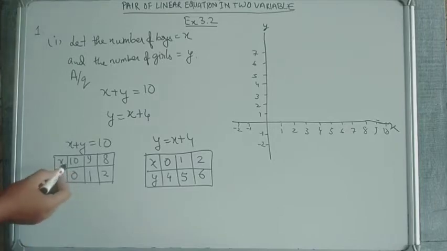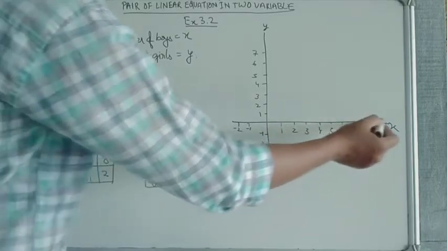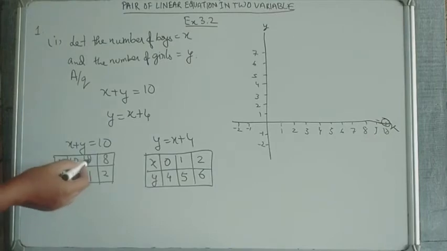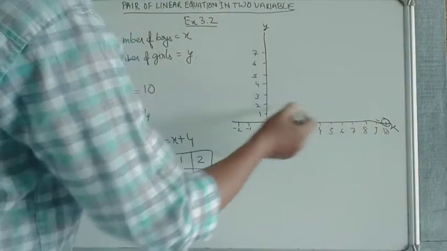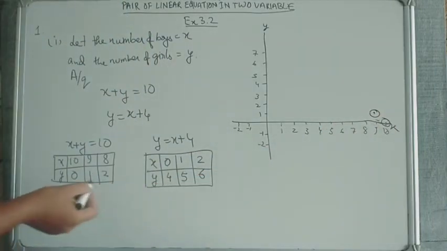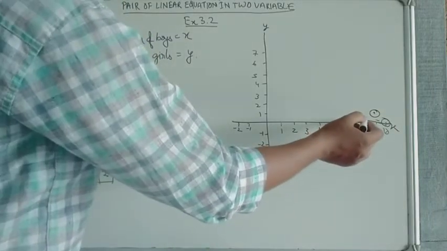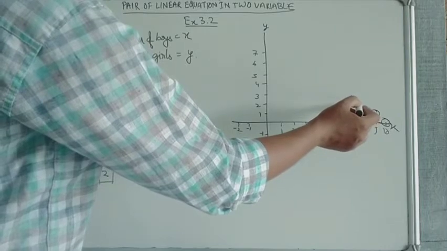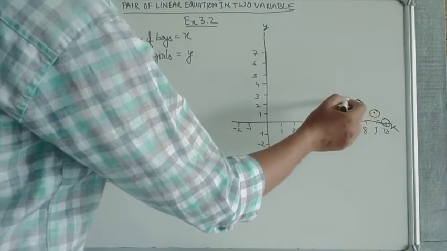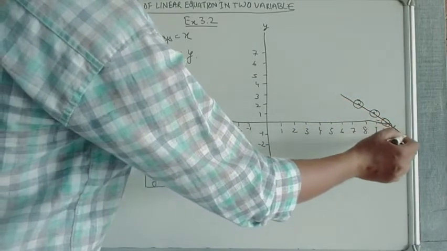Now put your values. X equal to 10, y equal to 0. So this is your first point. Then 9 and 1. Then 8 and 2. Your line should be straight, okay?